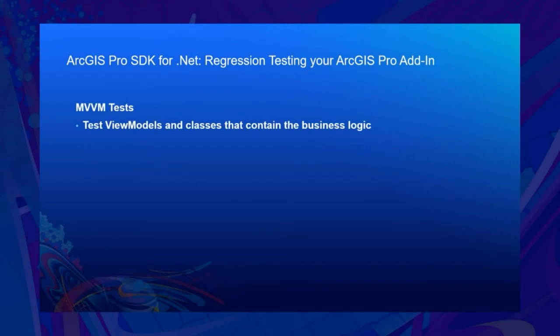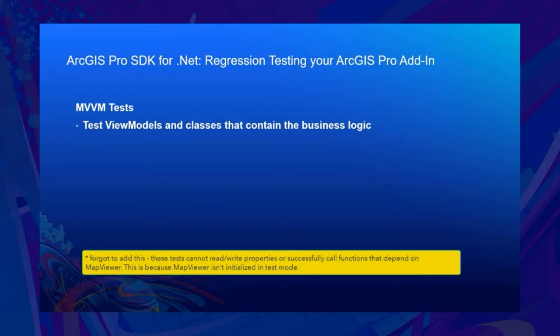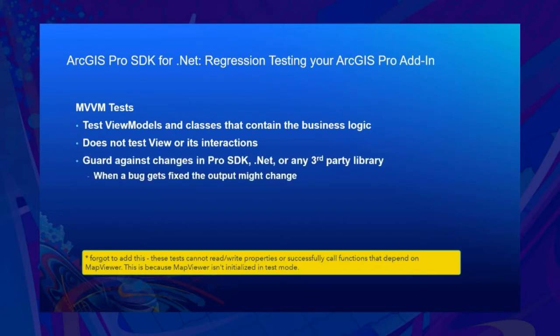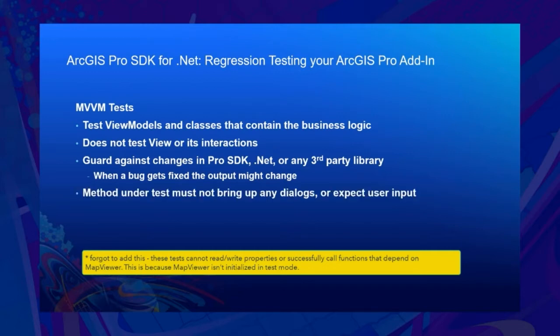When we talk about MVVM tests, we are talking about automated tests that are testing the view models and the classes that contain the business logic. These tests do not test the view or how it binds to the view model. Apart from testing any changes in your code, these tests can also be used to guard against any changes that might arise, say when Pro SDK, .NET Framework, or any third-party libraries used in your add-in project are updated.